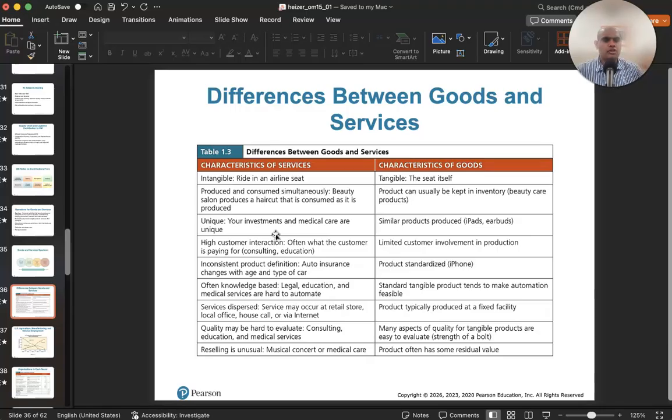If you're manufacturing something, you're custom making something for a specific person, you're etching something on that iPod Pro because you're giving it out as a gift to somebody, you're putting it on the case of the iPod Pro, that's personalized, right? But still, they all tend to be more standardized, right? Now, services may occur in a retail store, a local office, house, or the internet. Product is typically produced at a fixed facility. So there's a fixed manufacturing facility, and reselling of service is unusual, right?